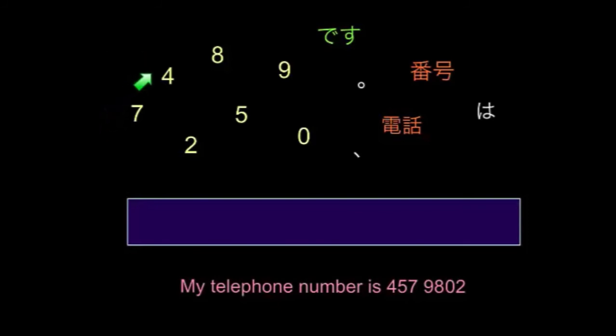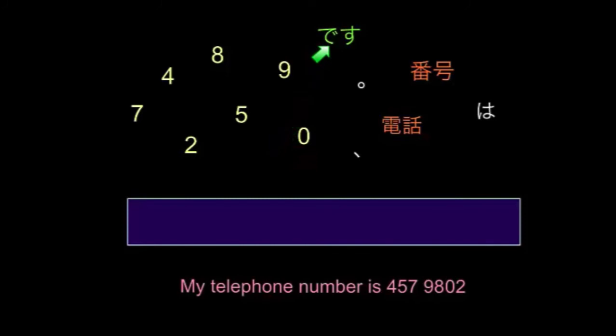The same with the number 4. We have two pronunciations, yon and shi. Again, yon is much clearer, so when we're giving our telephone number, we always use yon. Hachi, up here. Ni, down here. Go, kyu, and zero.